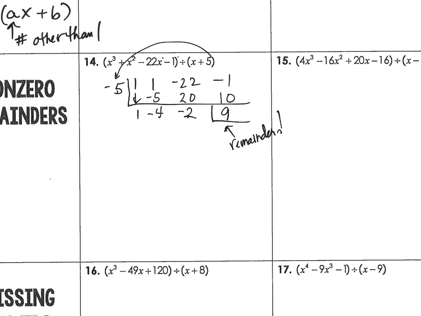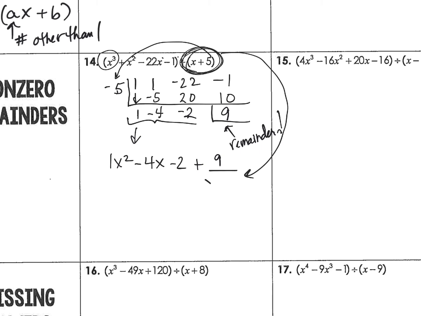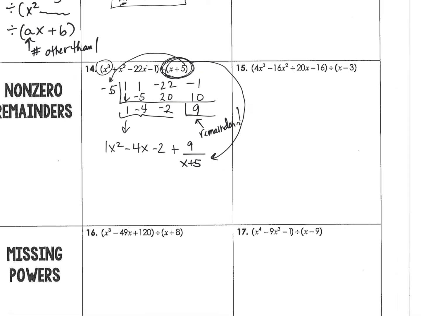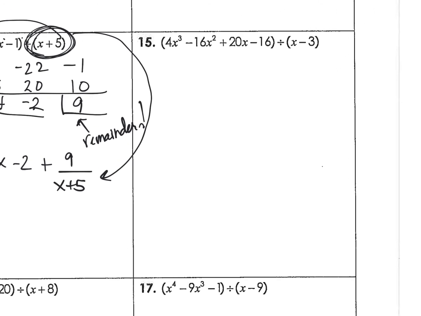Okay? Since this was cubed, this guy's going to come down as 1x squared minus 4x minus 2 plus 9 over, not negative 5, over this guy. That's what comes down and goes under here. Let's try this one more time with a remainder, and then we'll do the last two examples.